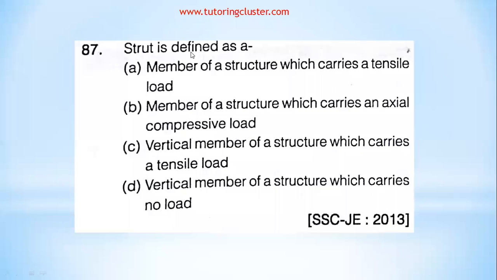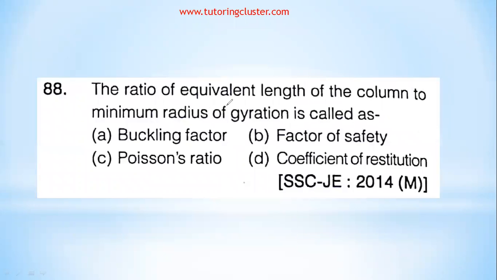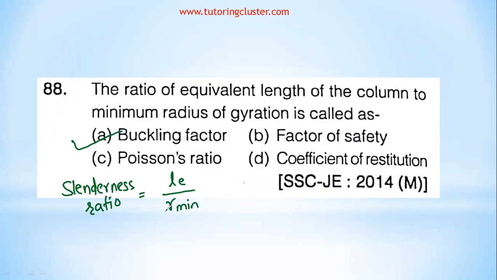88. The ratio of equivalent length of a column to minimum radius of gyration is called as what? Buckling factor. We know the slenderness ratio. What is the slenderness ratio? It is also called the buckling factor. It is the ratio of equivalent length of the column to the minimum radius of gyration. So slenderness ratio is also called buckling factor.